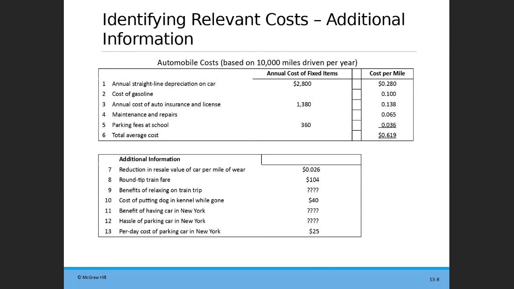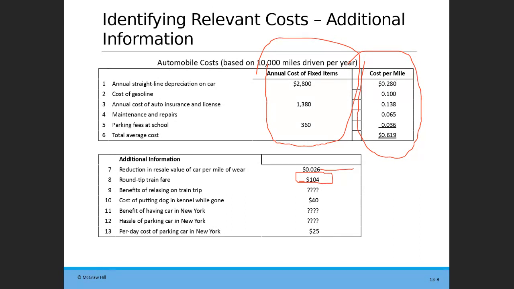Here we go. We've got our costs of the fixed items and we've got our costs per mile. Here's some other stuff. As we drive the car, we lower the resale value. So the more miles, the less it's worth. We need to know how much it's going to cost to ride the train, right? If that's one of my choices, I need all the costs related to it.